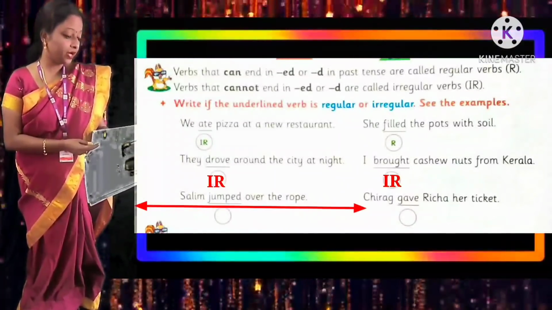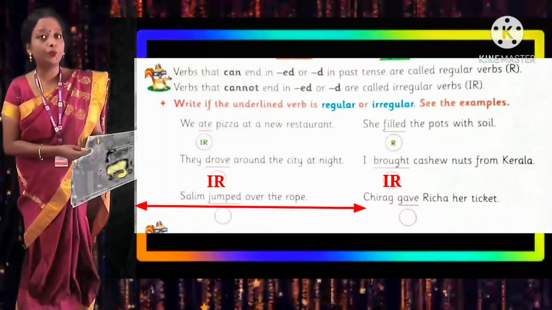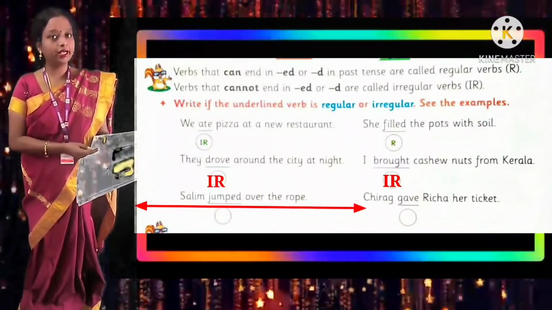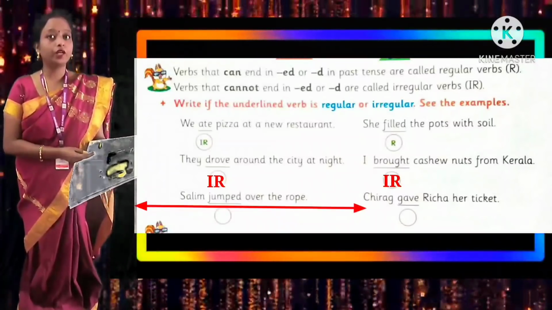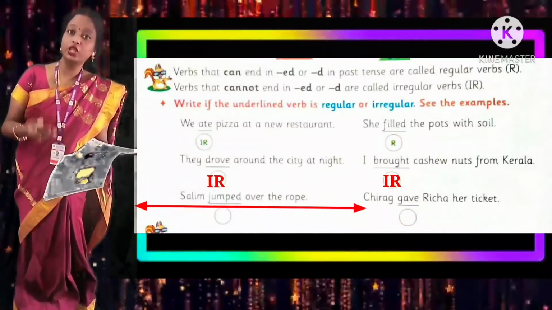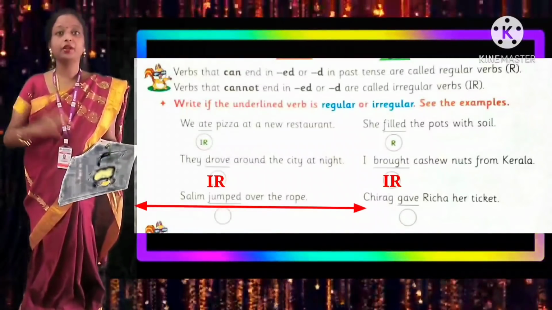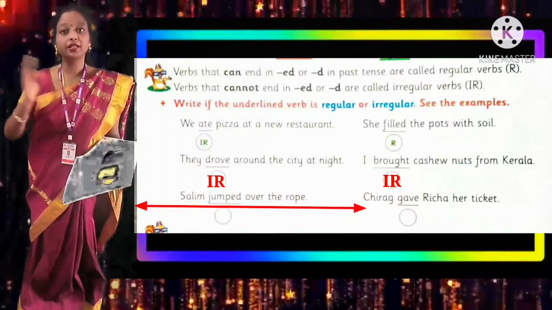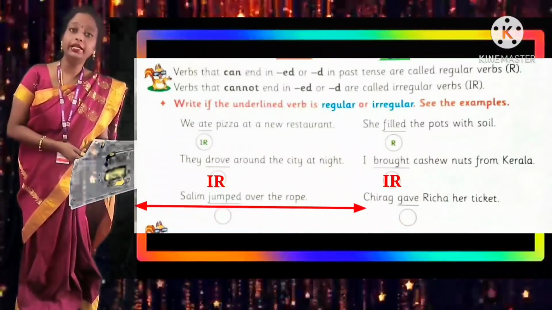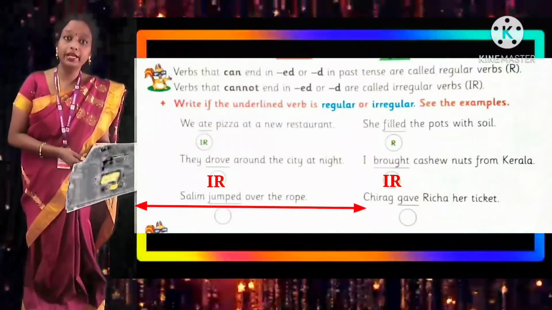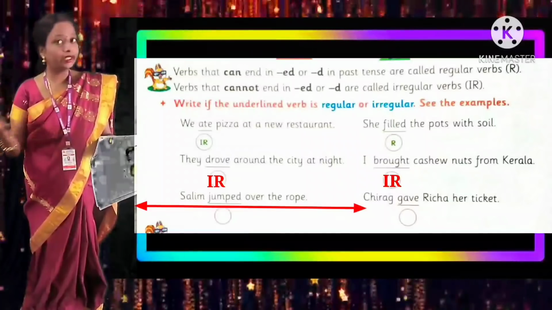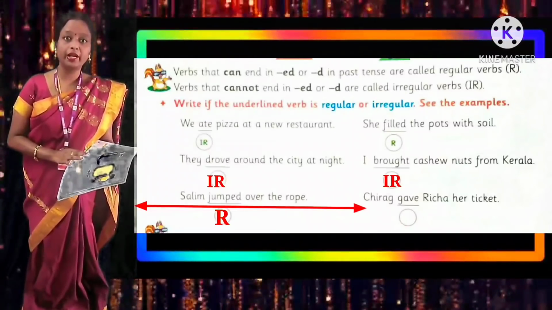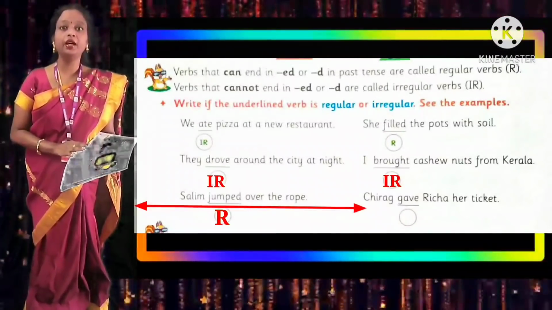Yes. Salim jumped over the rope. Again I'll read. Salim jumped over the rope. Now here the word jump has become jumped. In the past we will say jump as jumped. So we have added here ed. So it is a regular verb. So we will be writing here R.